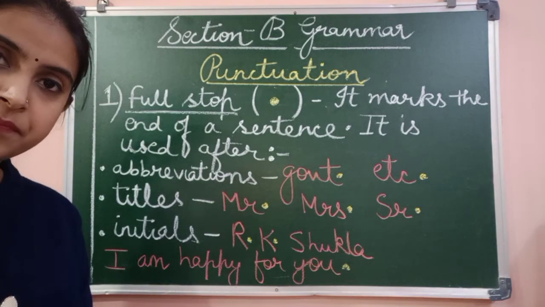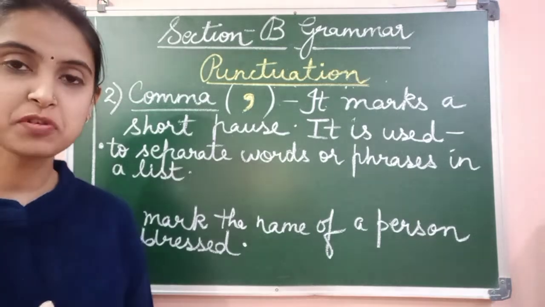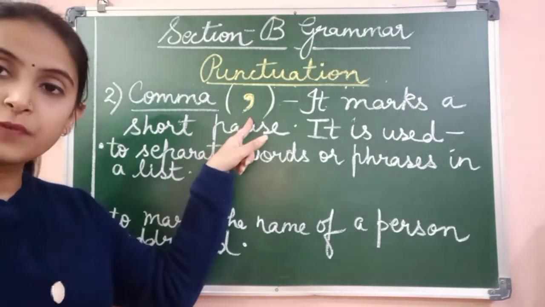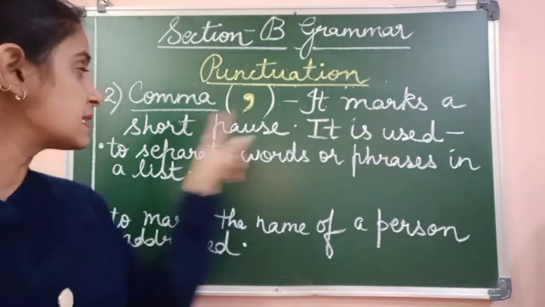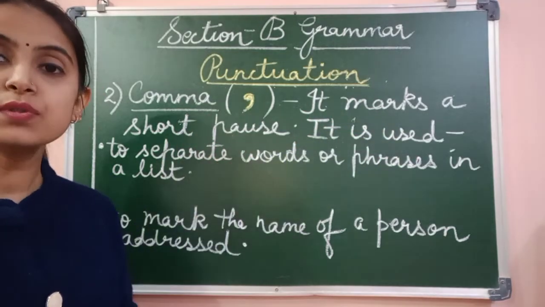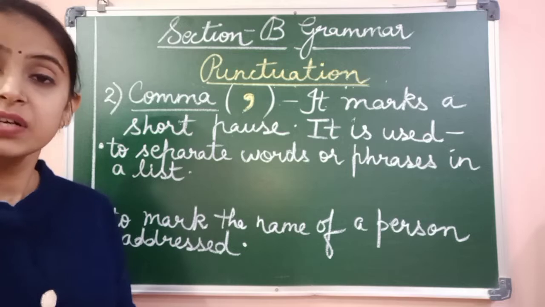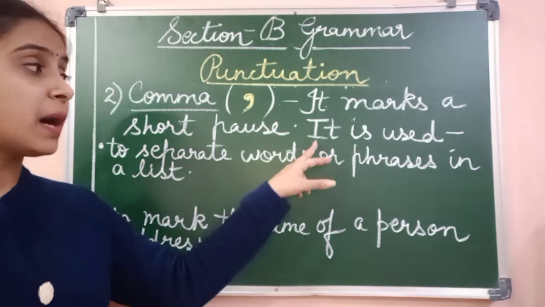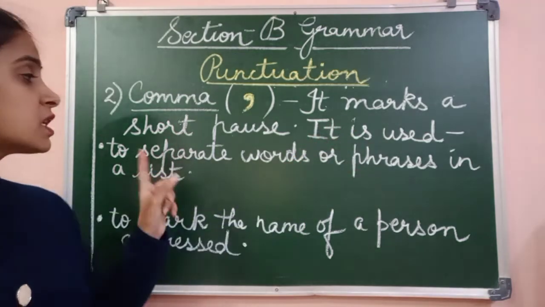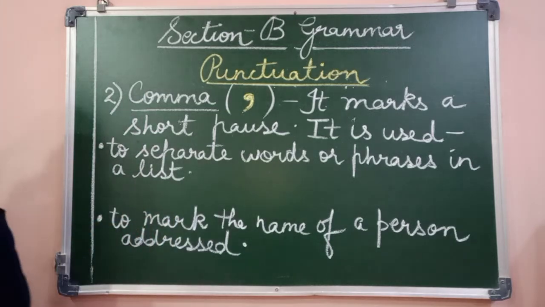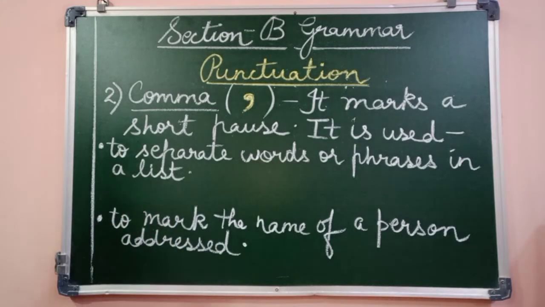Right? The next punctuation mark that we are going to learn is comma. This is a sign of comma. A comma marks a short pause. We use comma when we have to give a natural pause or a short pause in our sentence. Right? Apart from this, it is used to separate words or phrases in a list. Now, how children it is used to separate words or phrases in a list?